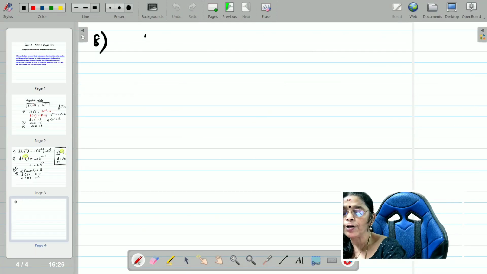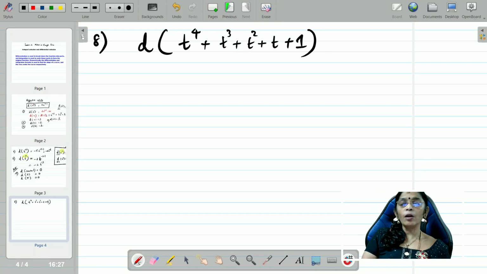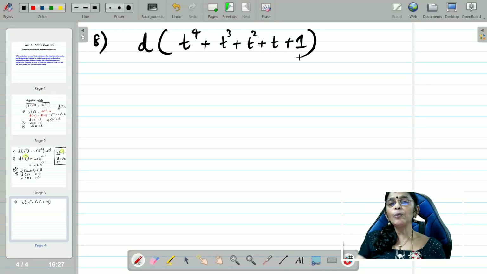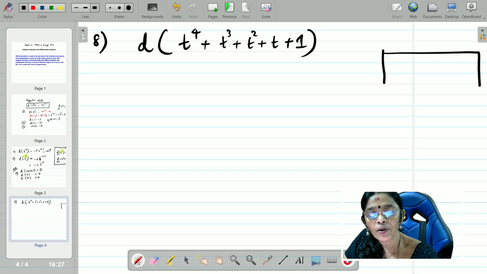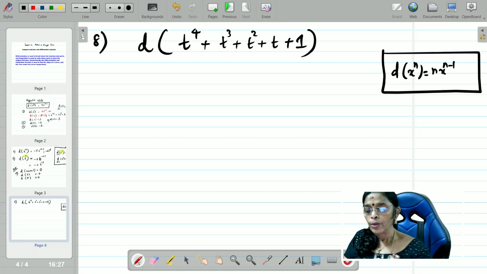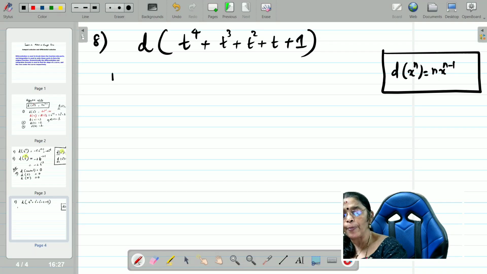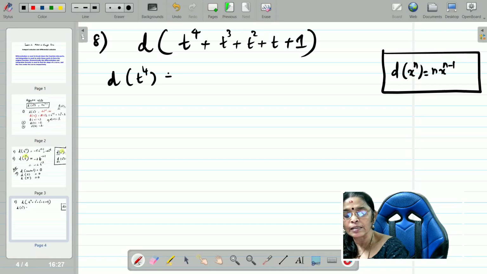So now 8th one, differential of t power 4 plus t cube plus t square plus t plus 1. Too many terms here. You are differentiating with respect to t. As because you are a beginner, I am going to divide into parts. But everywhere, wherever you are doing it, as because you are a beginner, write down the formula so that you will not do any mistake. Nx power n minus 1. So therefore, differential of t power 4. Taniya, you are going to do it separately. So t power 4 plus differential of t cube plus differential of t square.